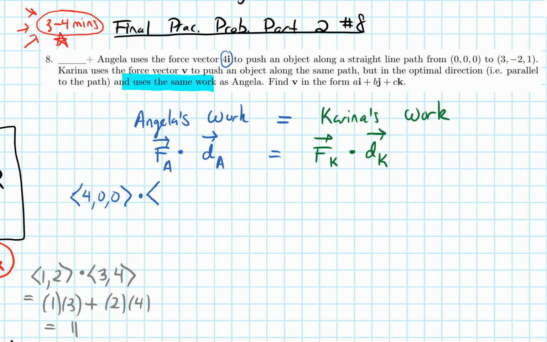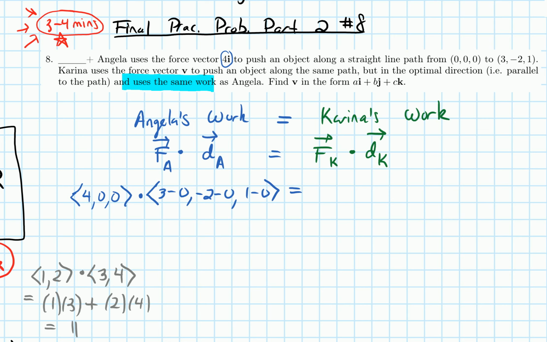So the way I get the displacement is I take the final position minus the initial position. So I do that coordinate by coordinate. So 3 minus 0, comma, negative 2 minus 0, comma, 1 minus 0. So the point 3, negative 2, 1, that's the final point. And 0, 0, 0, that's the initial point.